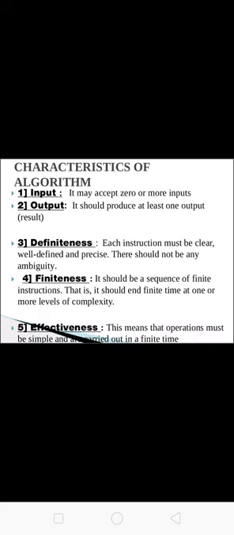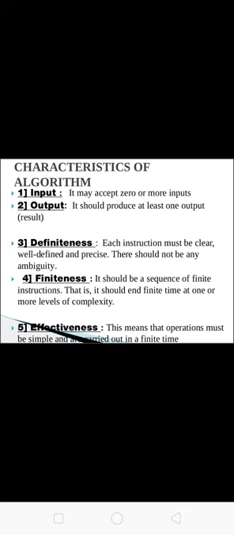Next, characteristics of algorithm. There are mainly five characteristics of algorithm. First one is input. Input means it may accept zero or more inputs. Second one is output. It should produce at least one output. Output means result. Third one is definiteness. Each instruction must be clear, well defined, and precise. There should not be any ambiguity.